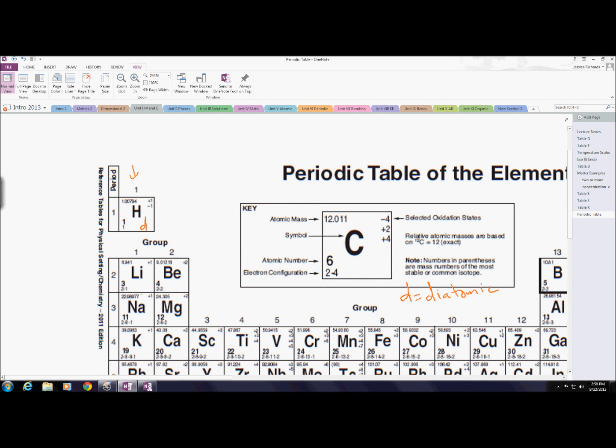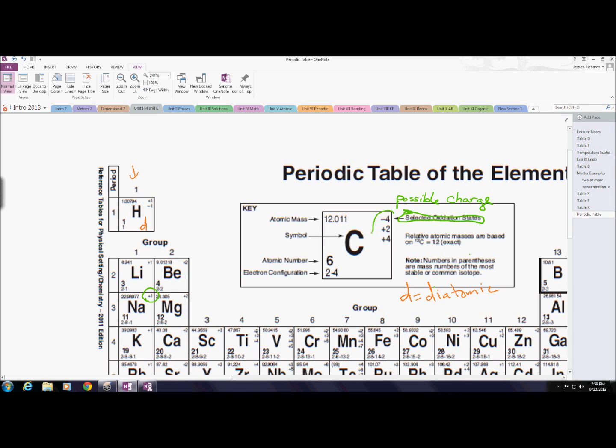Right here in the upper right-hand corner, there's a little number. And on your answer key, they call that little number the selected oxidation states. Selected oxidation states is a fancy way of saying possible charge. Oxidation state and charge are pretty much interchangeable. There's a slight difference, but for our purposes, we don't care.